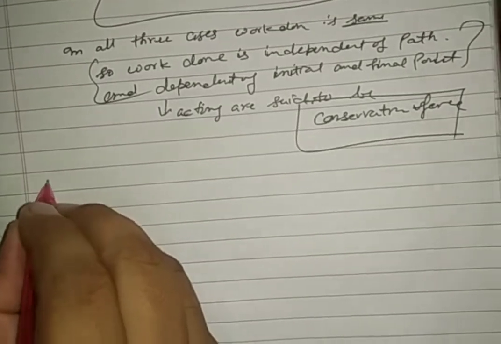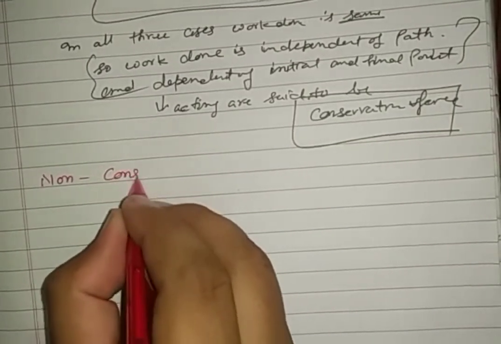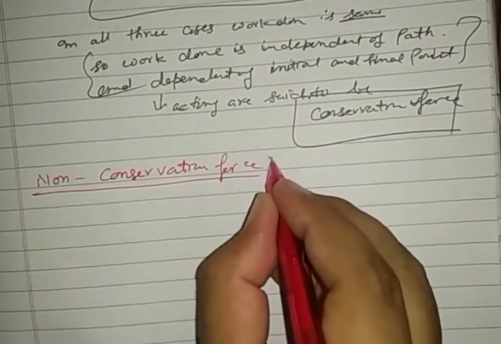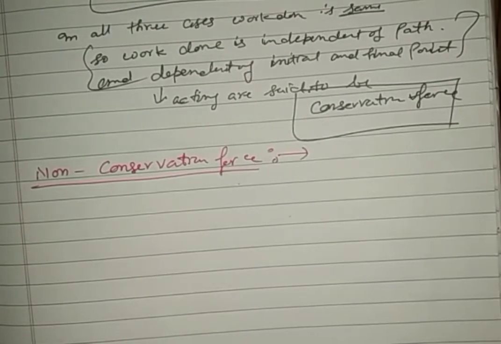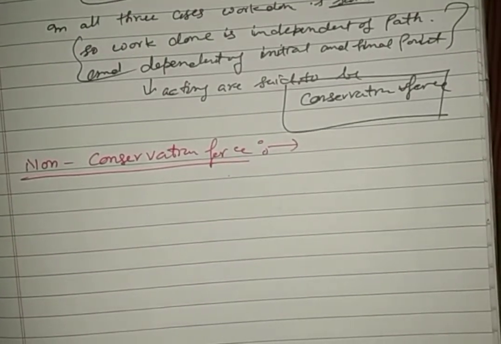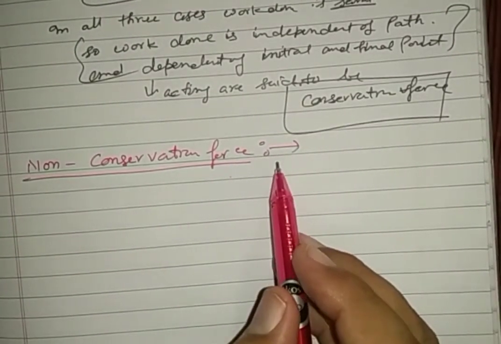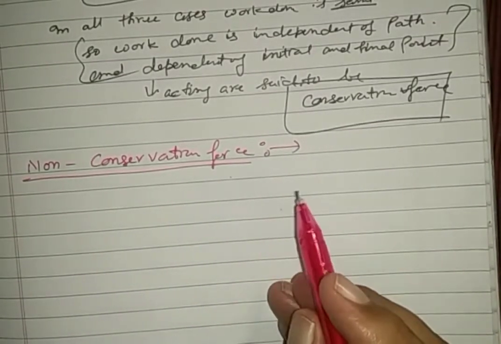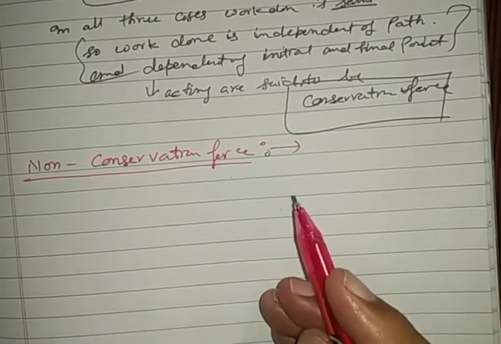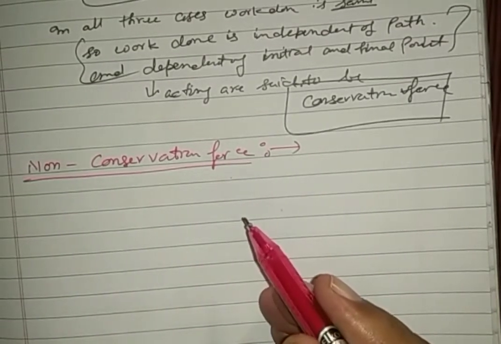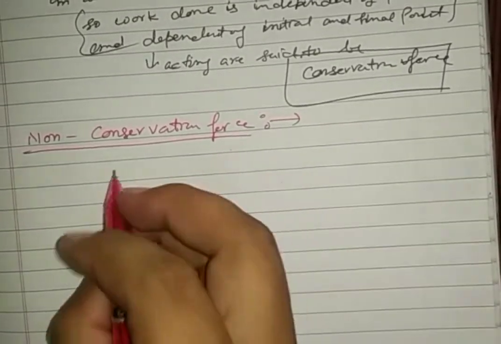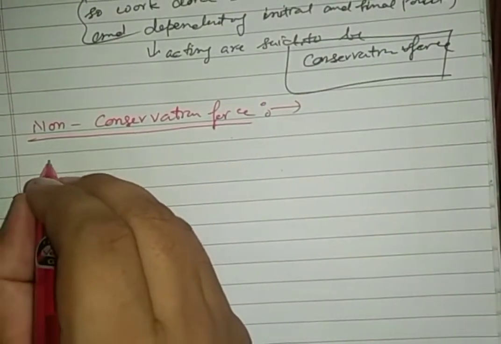Now we are going to see the last topic, that is non-conservative force. So the definition is clear. This is just the reciprocal of the statement of conservative force. Here, if the work done is dependent on the path, not on the initial and final point, then the acting force is said to be non-conservative. So we can state the definition in such a way.